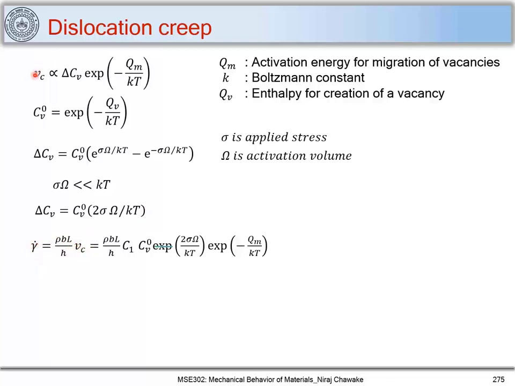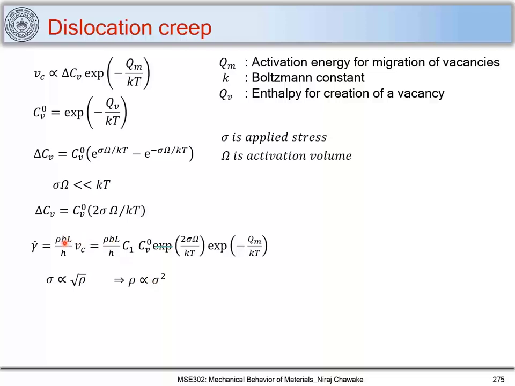We have derived this relation in an earlier slide, and we replace this Vc using these relations which we have got, and you get this relation. And as we know, sigma is proportional to the square root of the dislocation density. We have seen this using the Taylor hardening relation in our previous slide when we discussed strain hardening in materials. So the applied stress sigma is proportional to the square root of dislocation density, and thus the dislocation density is proportional to sigma square.